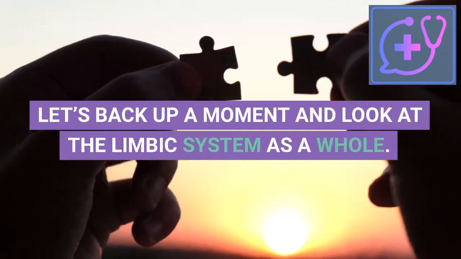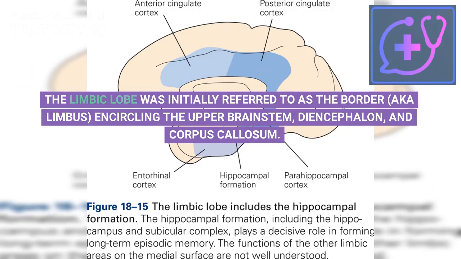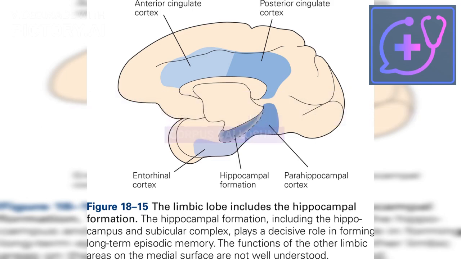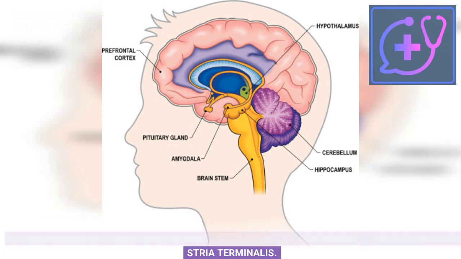Let's back up a moment and look at the limbic system as a whole. The limbic lobe was initially referred to as the border, aka limbus, encircling the upper brainstem, diencephalon, and corpus callosum. However, our understanding has evolved, and the limbic system is now generally recognized as three C-shaped sections: the limbic association cortex, the hippocampus and fornix, and the amygdaloid complex, including the amygdala and the stria terminalis.